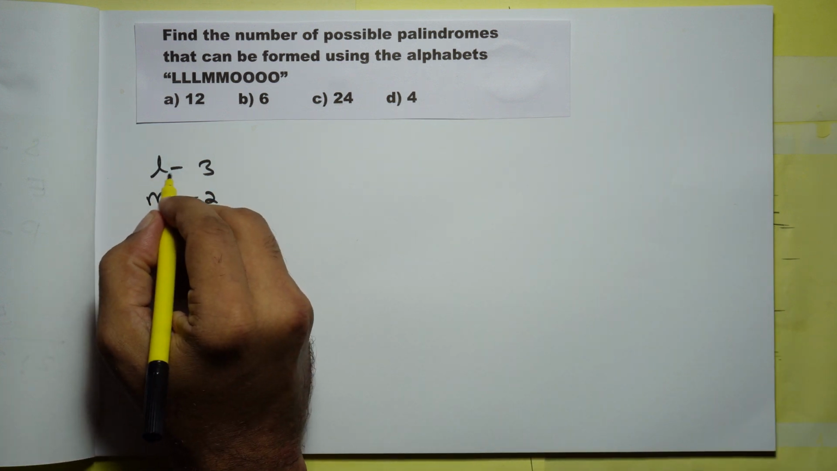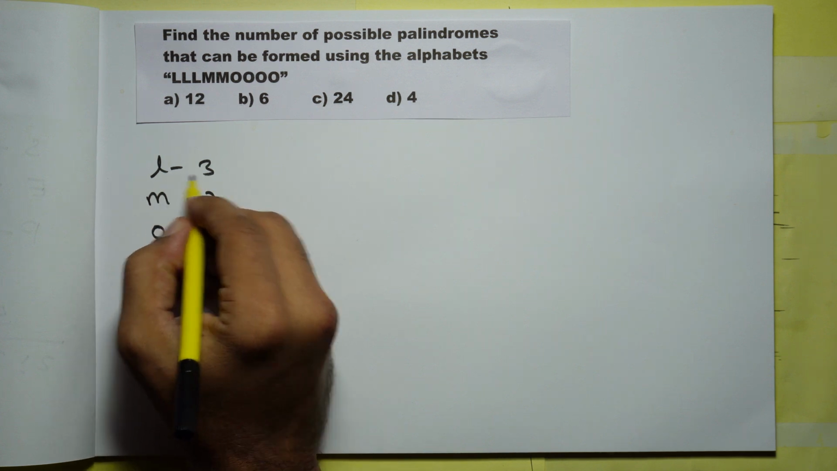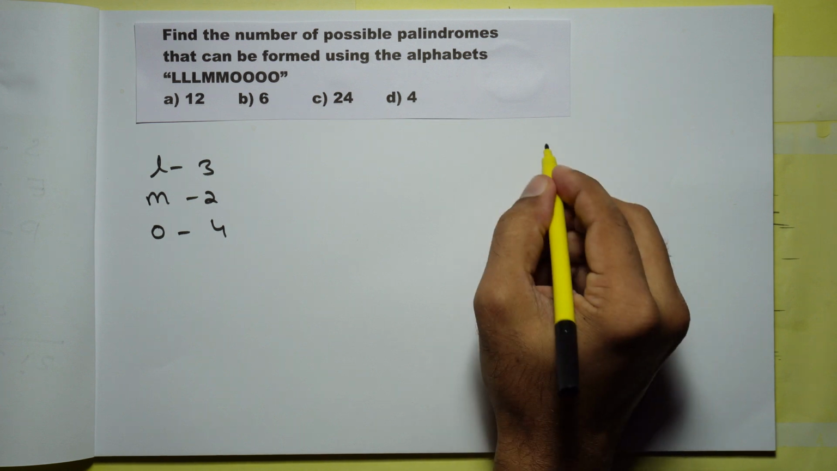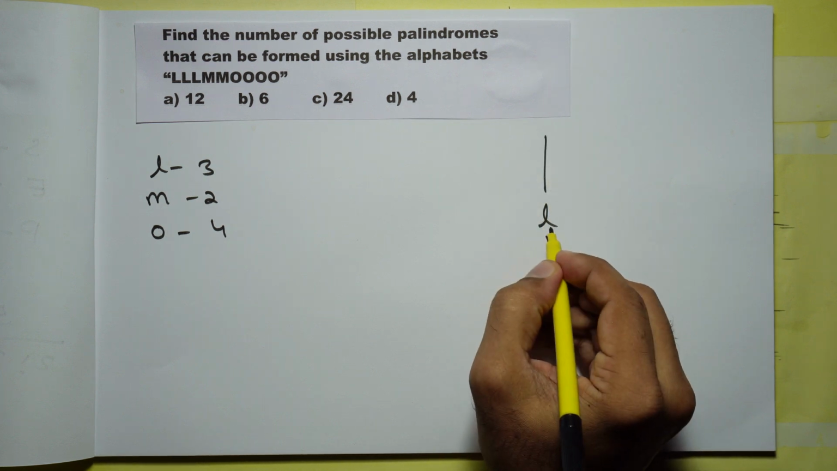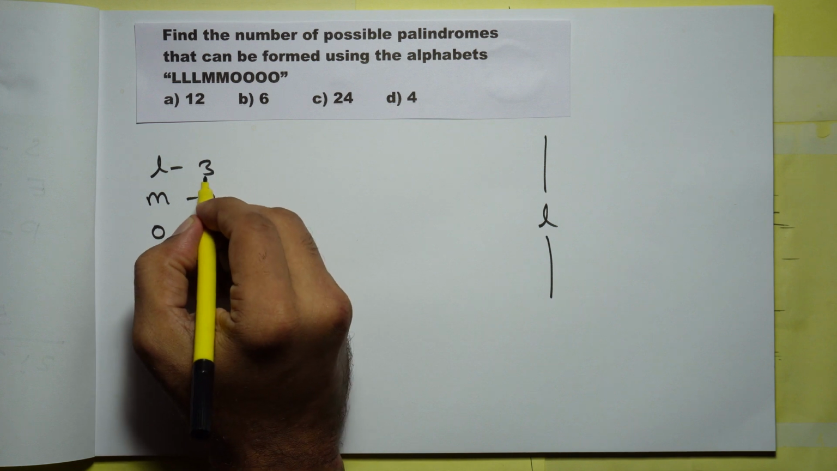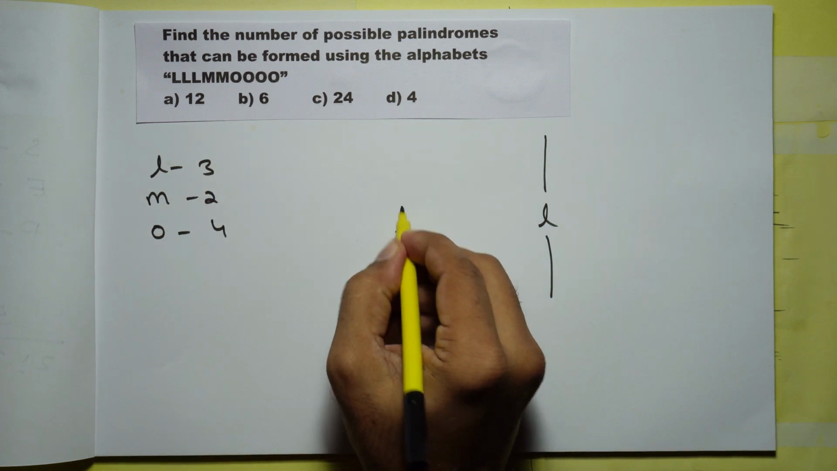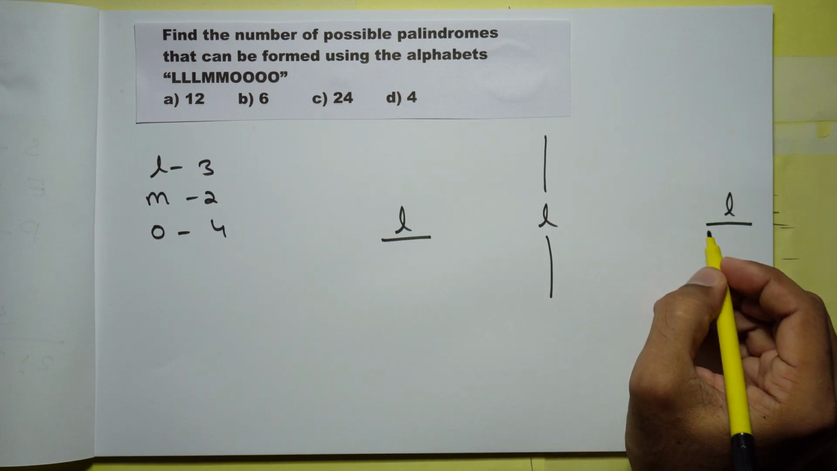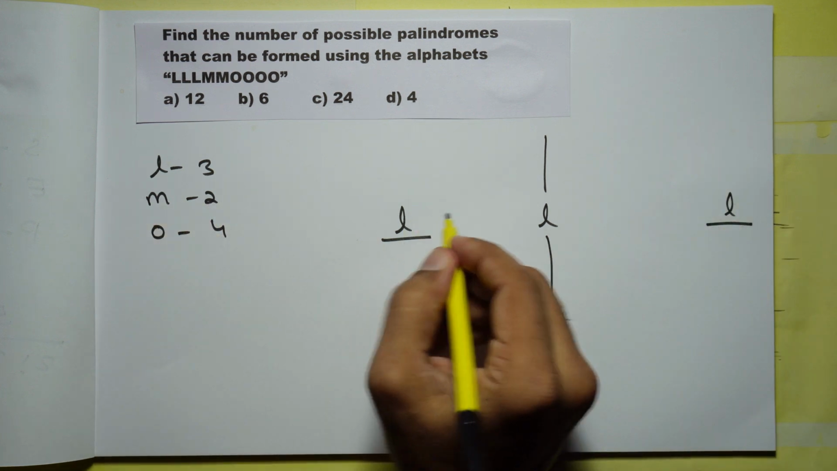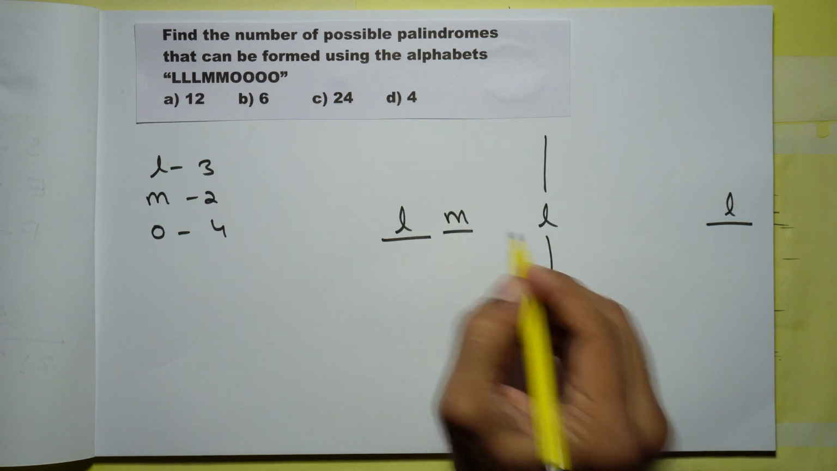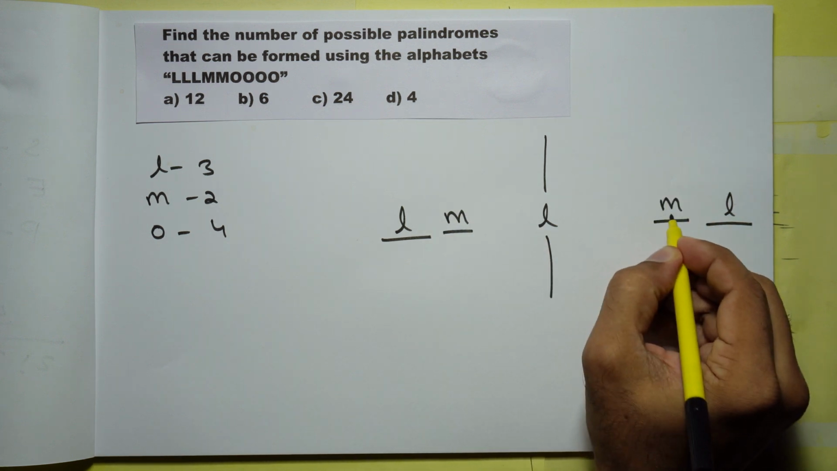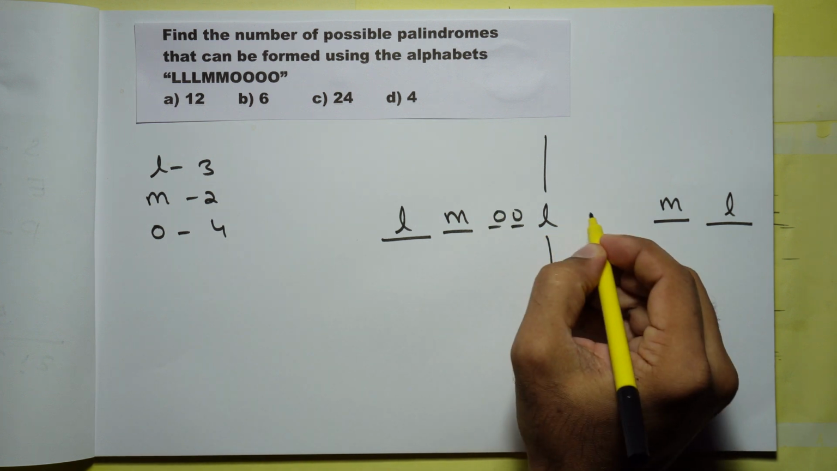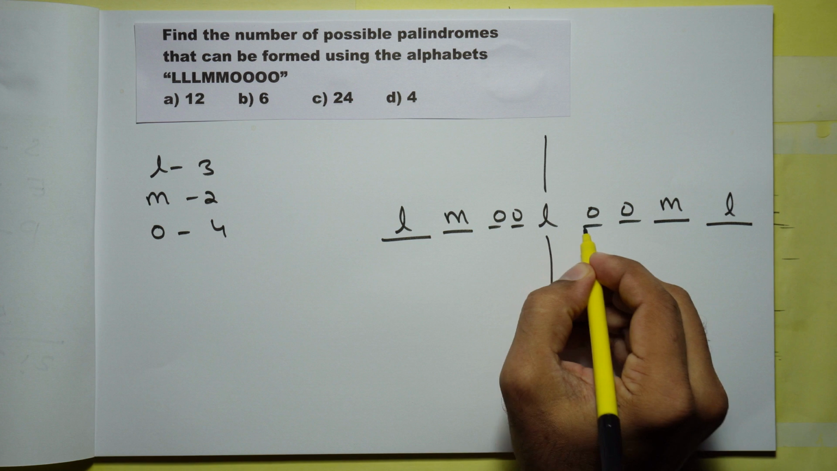Now, here you have an odd number of L's. Since you have an odd number of L's, one L should be in the middle, and the middle line will pass through this L. Then remaining 2 L's are there. So, one L will be on this side of the line, and the other L will be on the other side of the line. 2 M's are there. So, one M on this side of the line, and the other M on the other side of the line. 4 O's are there. So, 2 O's on this side of the line, and the other 2 O's on the other side of the line.